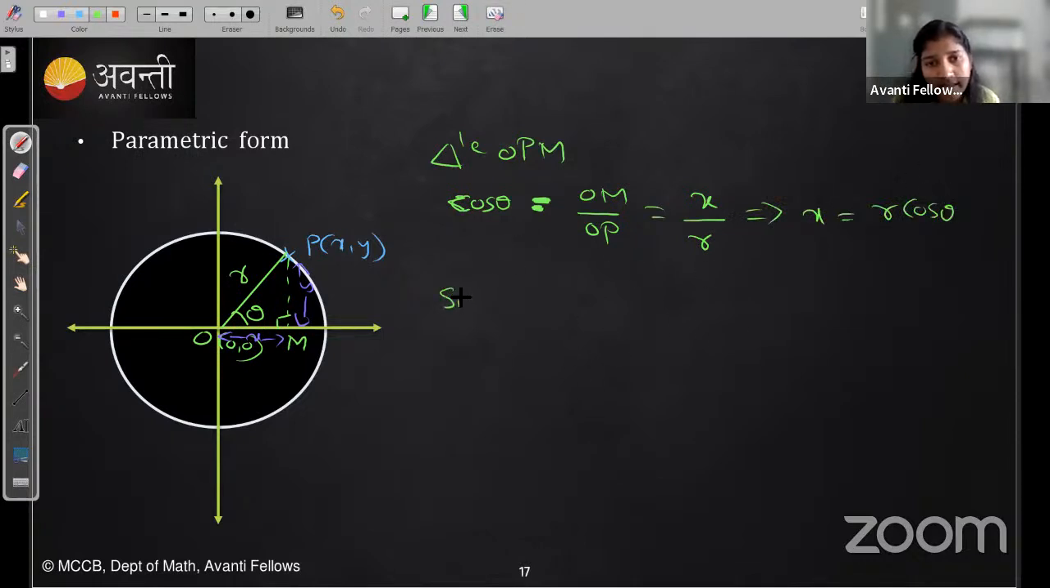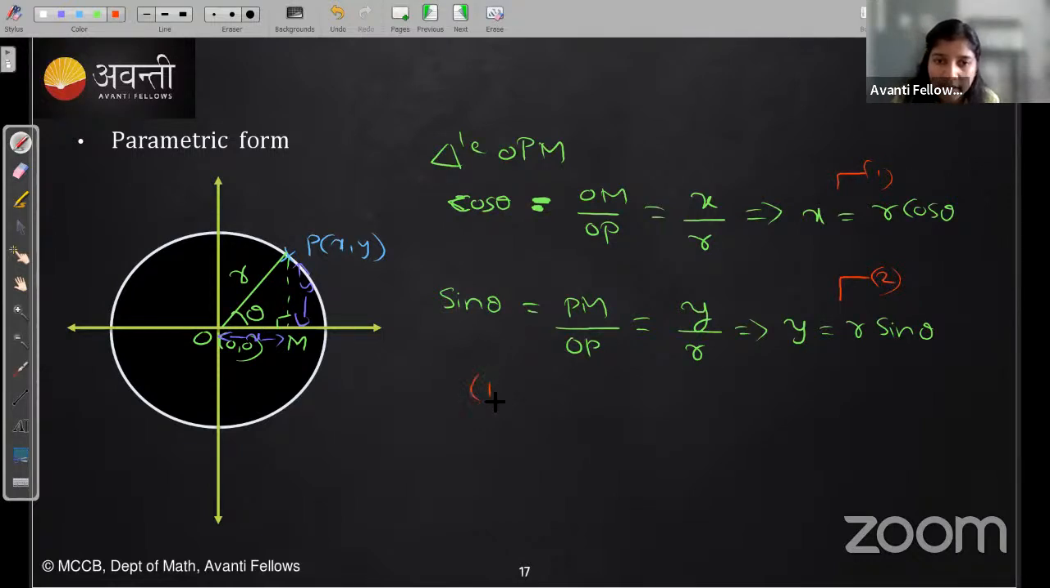Next, consider sine theta. What will be the value of sine theta? Opposite upon hypotenuse, right? So what is opposite here? Opposite is PM and the hypotenuse side is OP. PM is y, and the hypotenuse side value is R. So it implies y is equal to R sine theta. Okay? R sine theta. Observe equation 1 and equation 2.